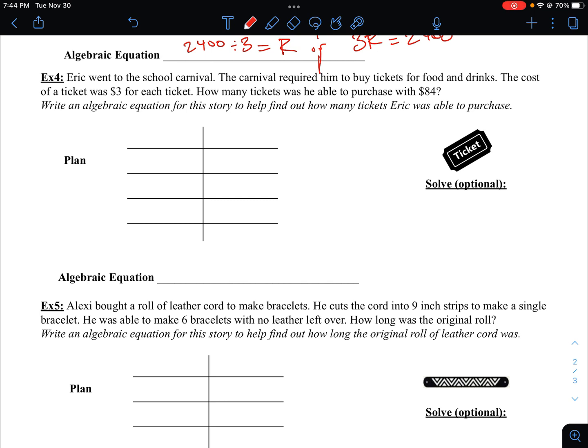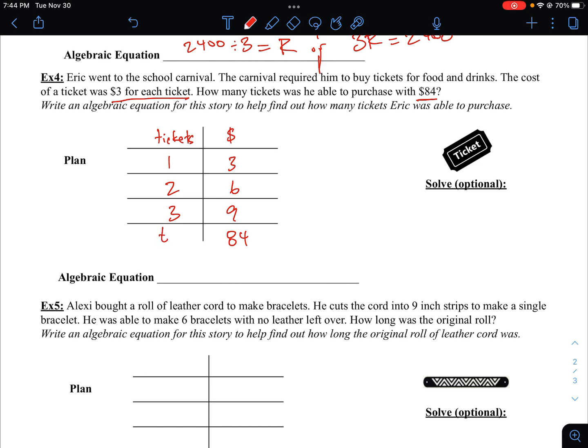We just know it's $3 for one ticket, right? So one ticket is $3. This is going to be my tickets, and this is going to be the money. One ticket, $3. 2 tickets, $6. 3 tickets, $9. Let's put in the information down here. How much was he able to purchase for $84? Well, we've got $84. How many tickets was he able to purchase? I have no idea, so let's use T.